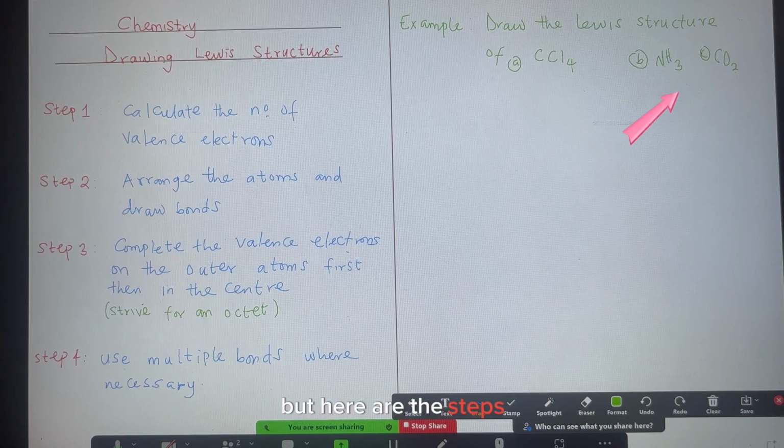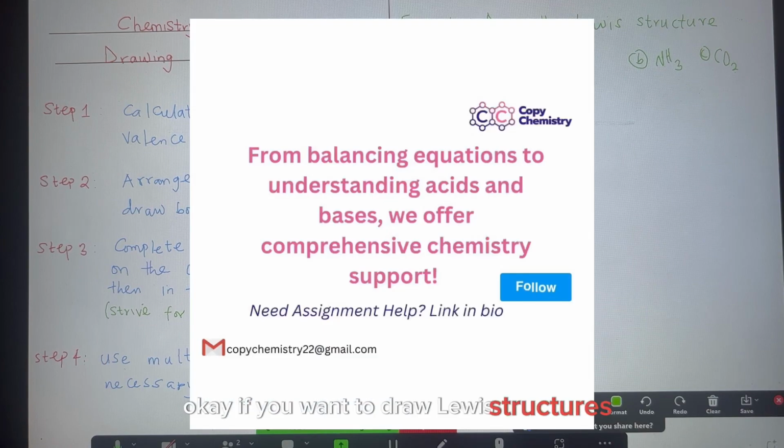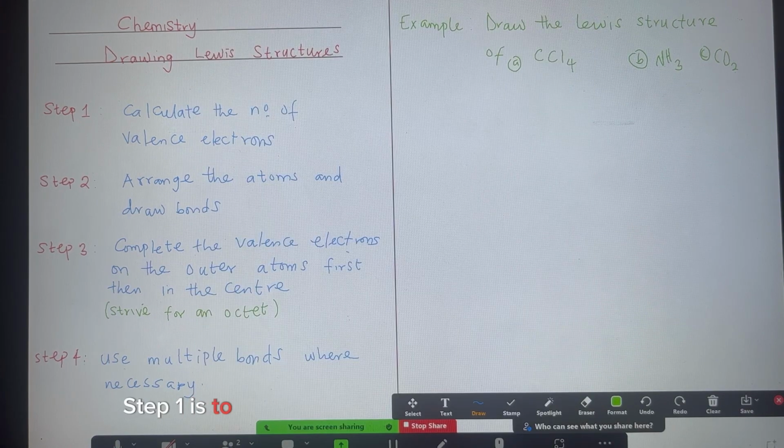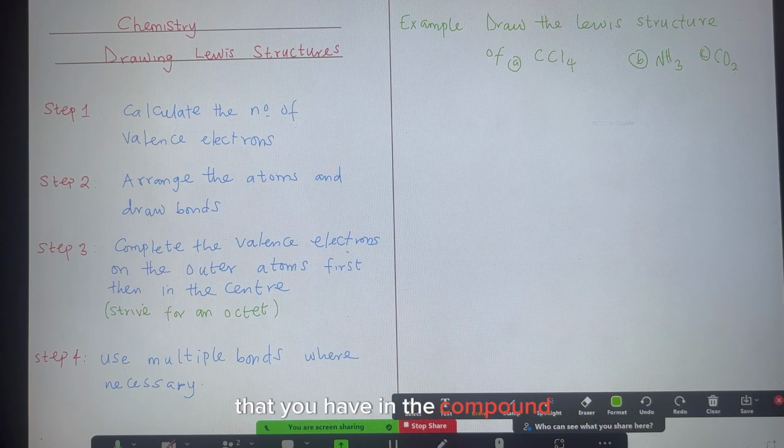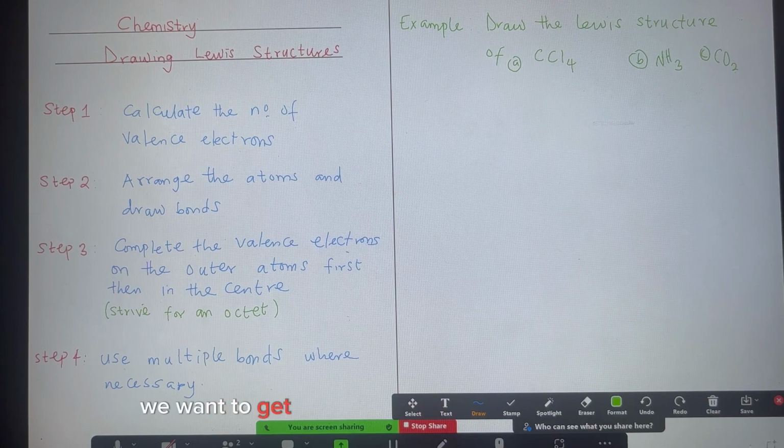Well, here are the steps, okay? If you want to draw Lewis structures, follow these 4 steps. Step 1 is to calculate the number of valence electrons that you have in the compound. So for instance, in that example that we have, CCl4, that is tetrachloromethane, we want to get the number of valence electrons that it has.